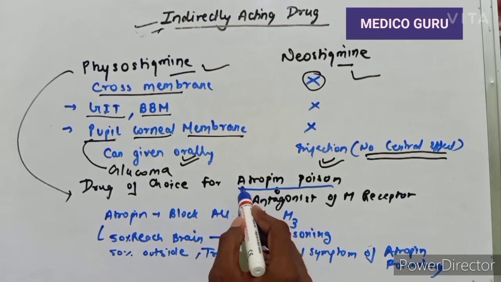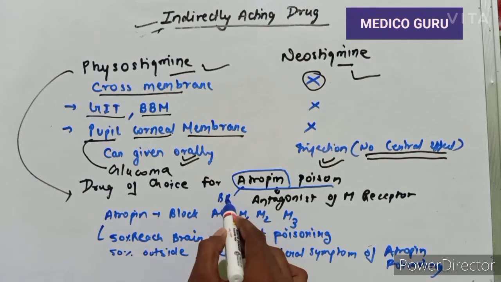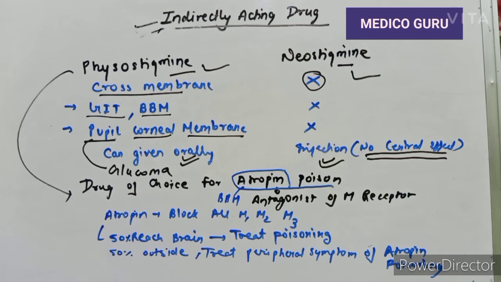Atropine can cross the blood brain membrane and reach the brain. So we need a drug which can cross the blood brain barrier. Physostigmine can cross the blood brain membrane. Physostigmine: 50% reaches the brain and 50% stays outside. So it can treat atropine poisoning by reaching the brain.